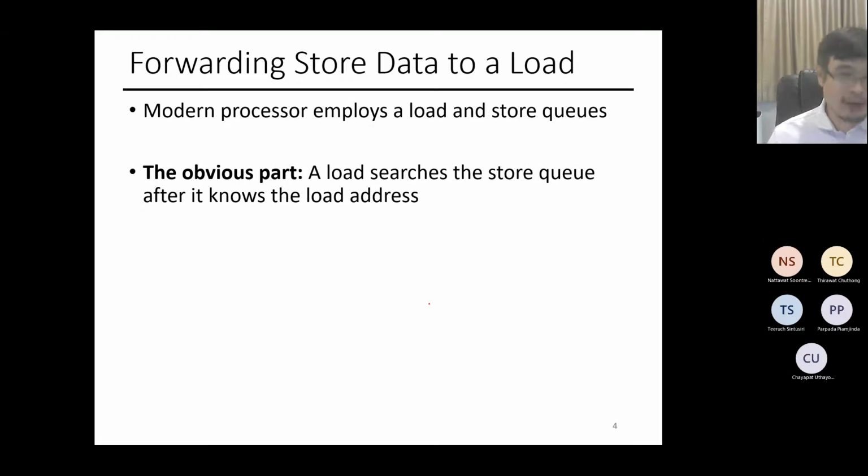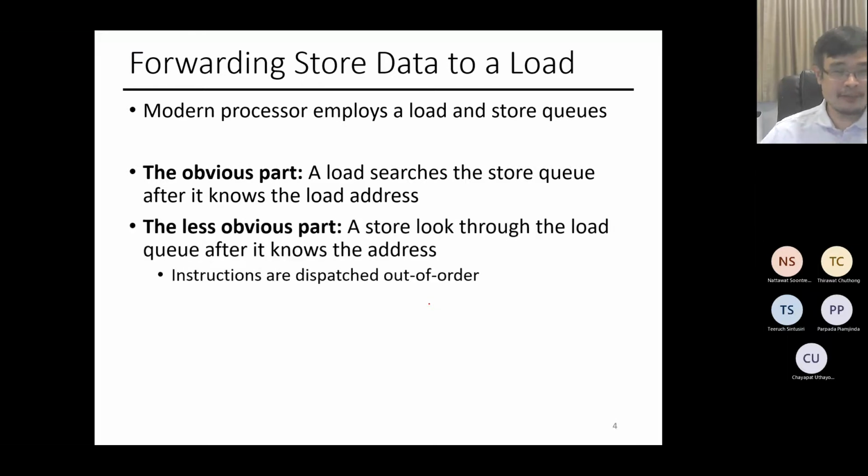But the first obvious part, when you have a load instruction coming in, basically you just fetch a load instruction. One thing you can do is go look at the store queue. Once you know the address, just check the store queue and see if anyone is trying to store to that address, so that I can take the data and don't have to go to DRAM, right? So that's the obvious part.